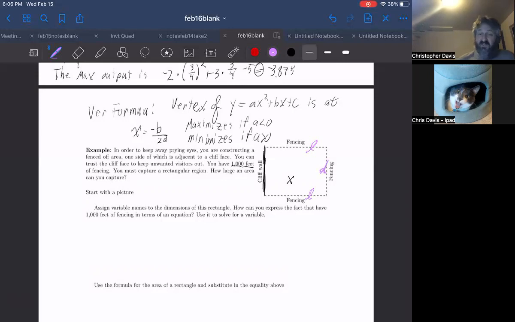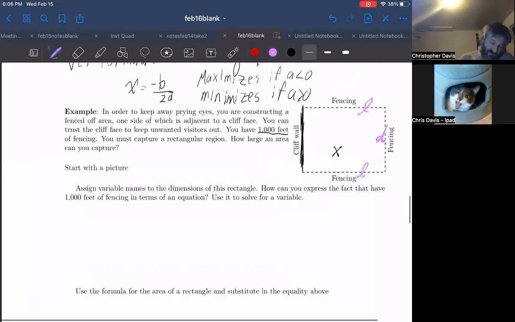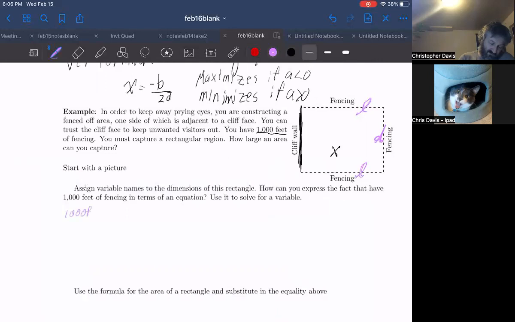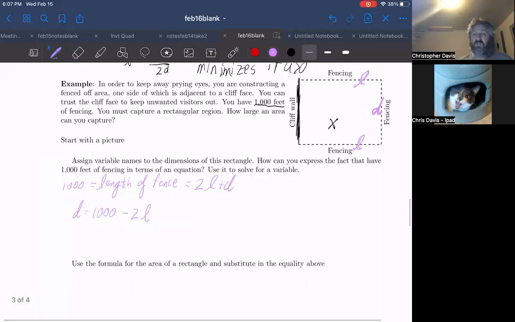Well, then we can write down some relevant things. 1,000 feet is equal to, and I'm going to suppress all the units, all the units will be in feet, the length of fence. But by looking at this picture, we can see exactly how much fencing we've used: 2L plus D. It looks like we could solve for one of the two variables. I think D looks easier to solve for than L. D is equal to 1,000 minus 2 times L. All right, that feels pretty good.